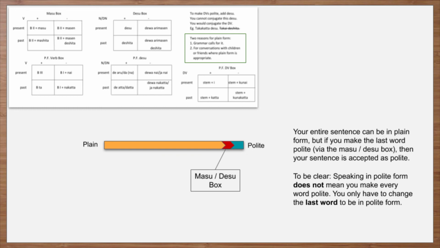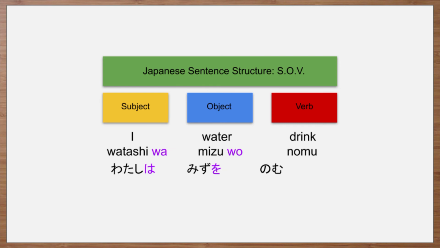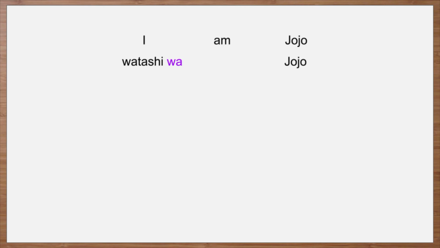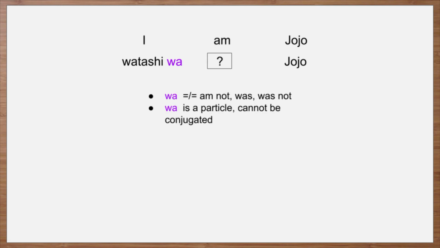With that, we can go back to our simple sentence. Watashi wa mizu o nomu is a proper plain form sentence, but when we take the verb nomu, to drink, and put it through the masu box, we get Watashi wa mizu o nomimasu. What about this sentence? I am Jojo. Watashi wa Jojo. We know watashi means I, wa is just a particle attached to watashi, and Jojo is Jojo. So where's the am in Japanese? Remember, wa cannot equal am, am not, was, or was not because it is a particle and can't be conjugated. The complete plain sentence is Watashi wa Jojo da.